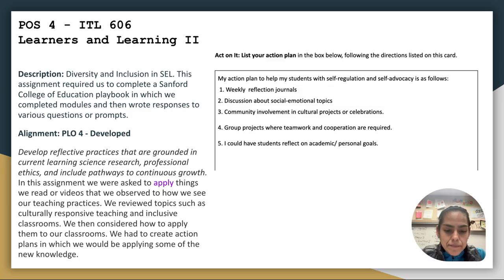One of the major components of this assignment was to create an action plan for how we could continue to grow in our practice. And so I applied things that either I saw or read. The task was, how can I implement this now in my classroom? Simple things that I could do. And I can say that I have applied at least 3 of those. And these are all goals that we have hopefully within this year.